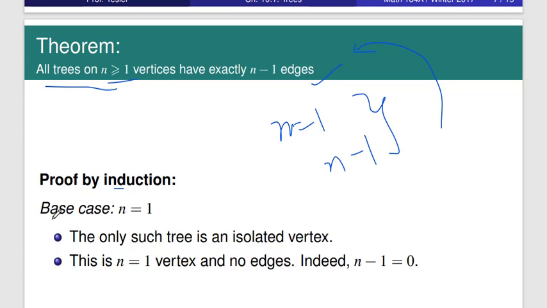First of all we have to find the base case. Let's assume vertex n is equal to 1, only one vertex. So the only such tree is an isolated vertex. We cannot draw any edges, because if we draw an edge then we have to make sure there are two vertices. So there are no edges, which means zero edges. So for n equal to one vertex, we have zero edges. So this theorem is true for n equal to 1; the theory holds true.